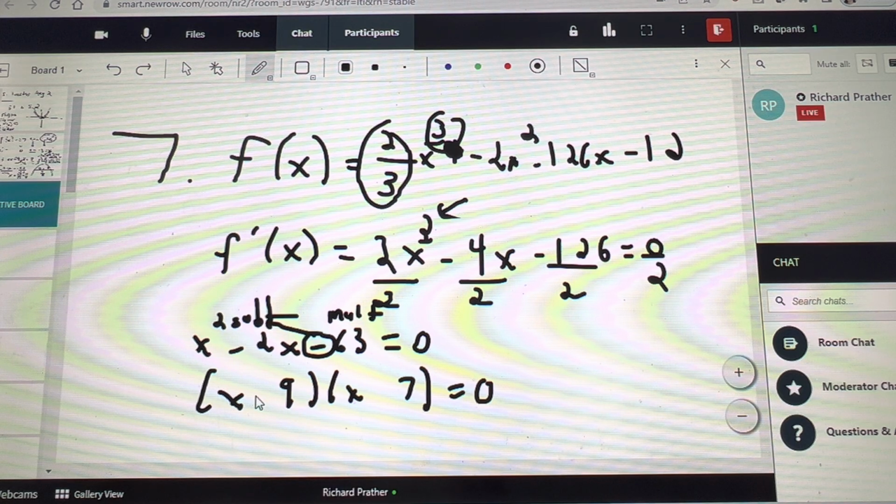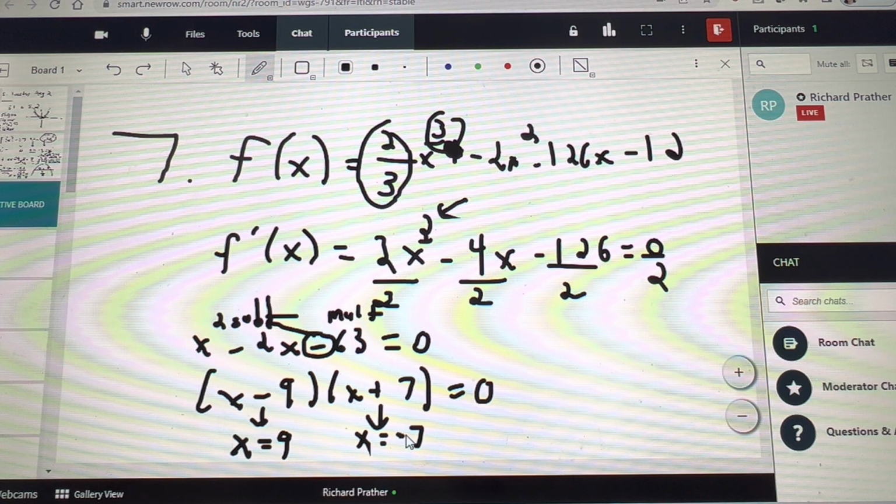That means the bigger number is negative: negative 9 and positive 7. 7 minus 9 is negative 2. 7 times negative 9 is negative 63. So I have 2 critical numbers, x equals positive 9 and x equals negative 7.